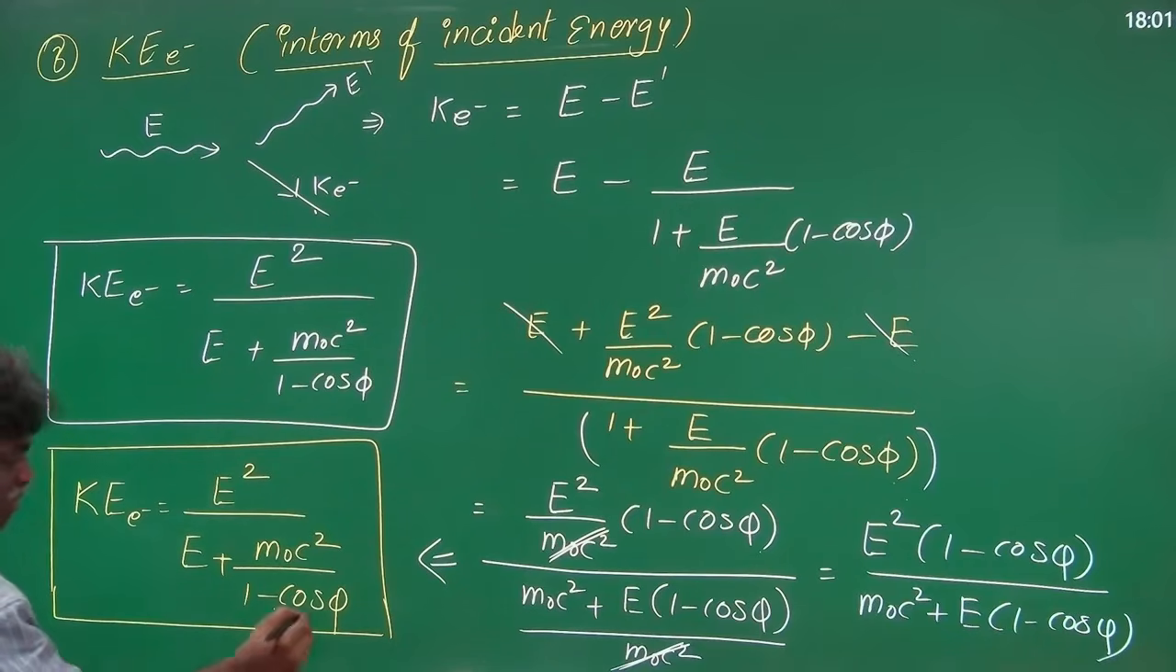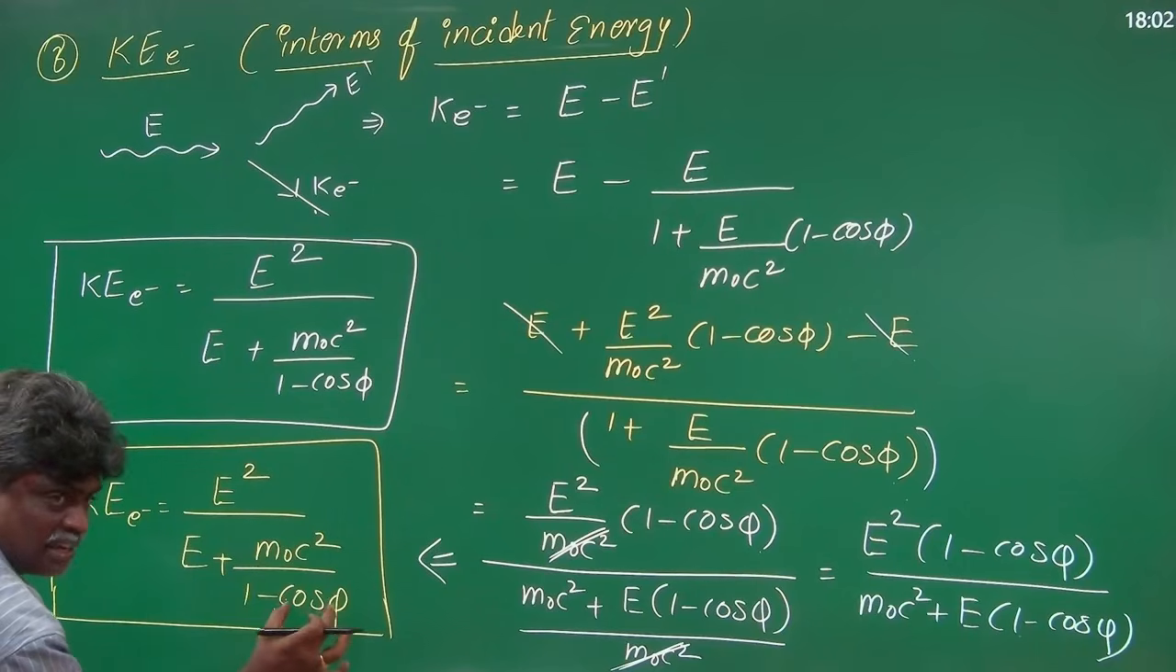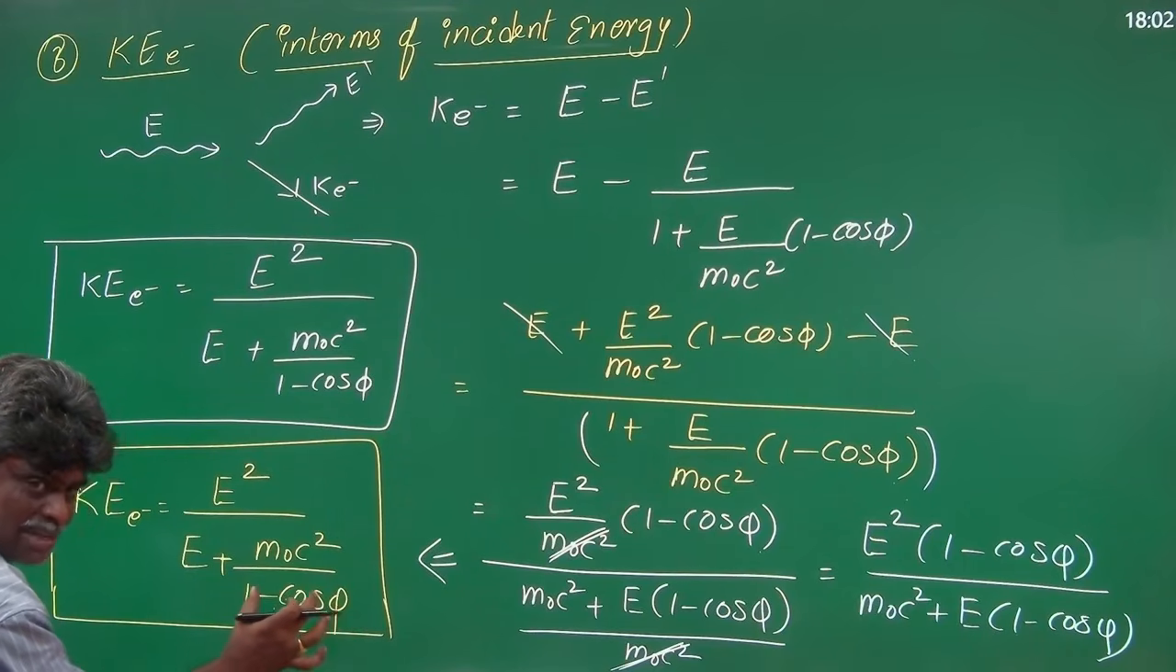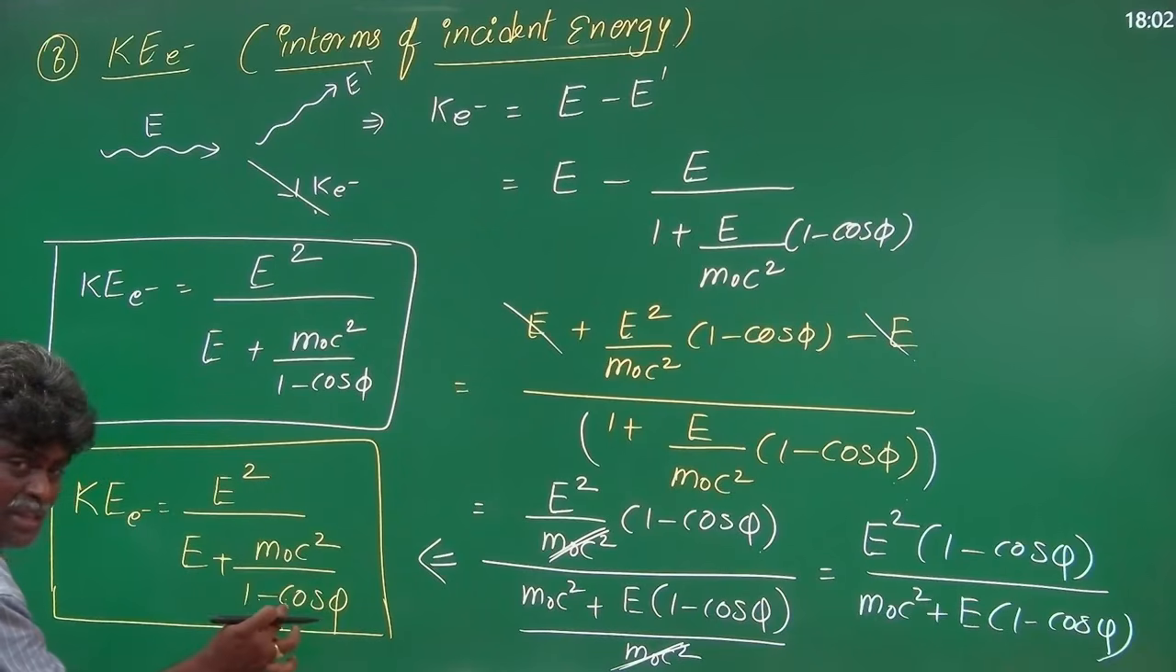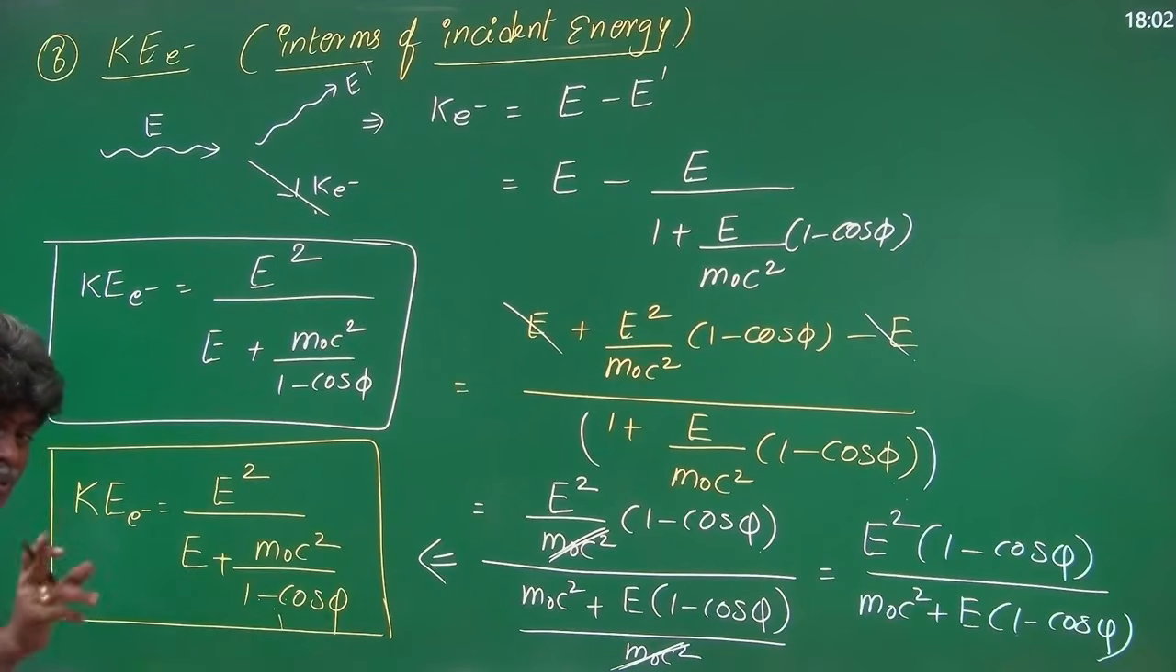Now check. If you put phi equal to 0 here, cos phi is 1. 1 minus 1, 0. Something by 0. Please say, give the response. Something by 0, infinity. Now something by infinity, 0. That's it. So that's why for forward scattering again answer is 0.